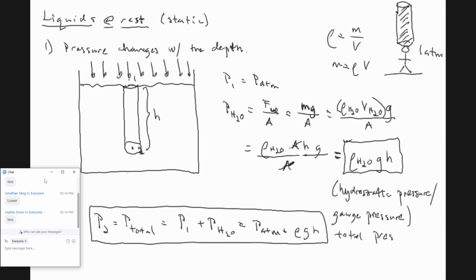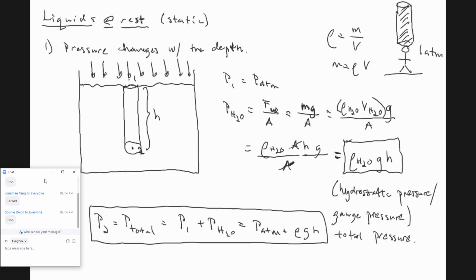And if you think about it, it makes perfect sense. It's the column of air pushing down on you plus the column of water. Because when you go underwater, you have air above you and you have water above you, or a liquid above you, right? Does that make sense? Why it's the combined pressures of both of them? Cool. So that's hydrostatic pressure and how pressure changes with depth.